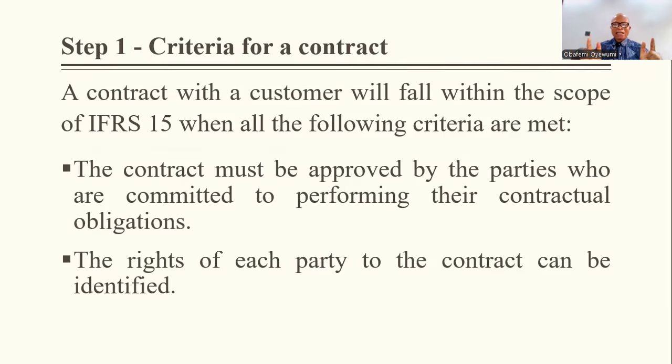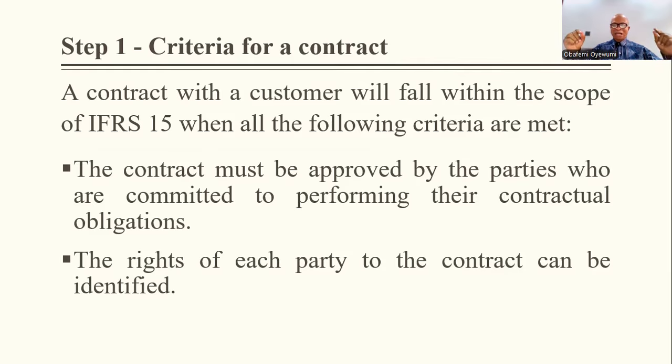Okay, so the major thing here is that the two contracting parties now must have that intention that will bind them together to the terms and the conditions of the contract. That's when a contract is approved. Number 2, the rights of each party to the contract can be identified. So what are the rights of the customer? What are the rights of the vendor?